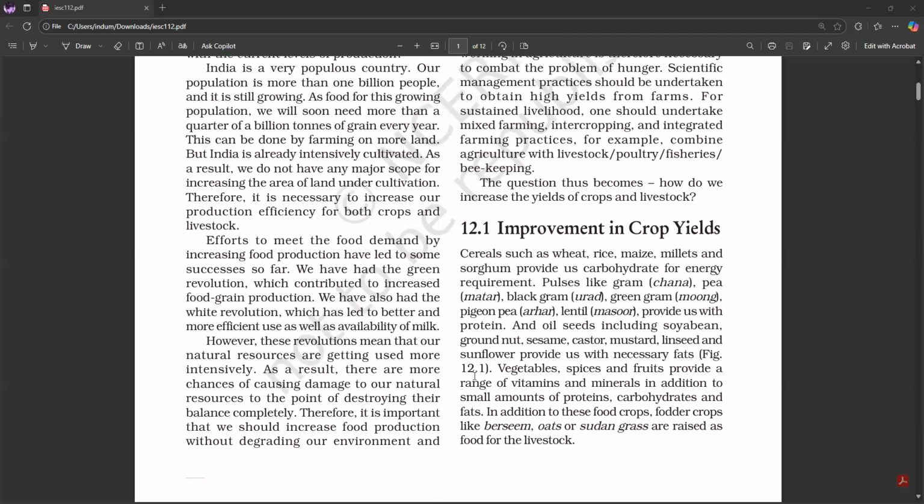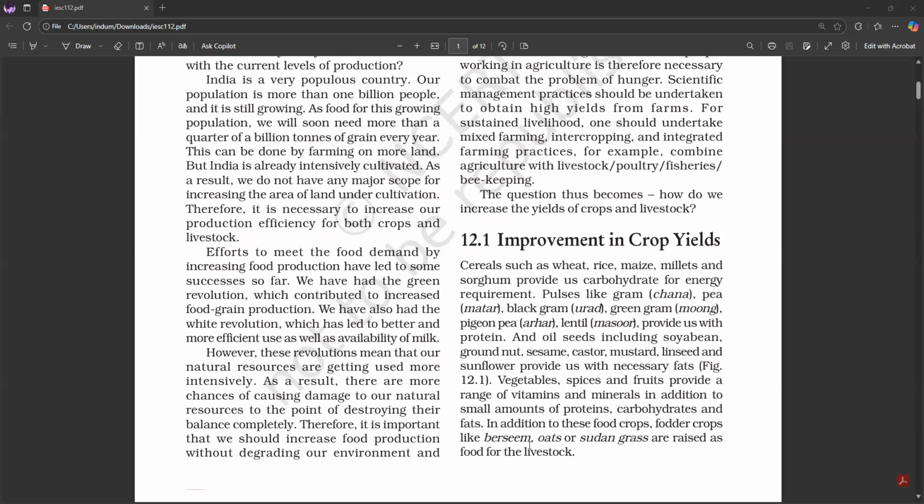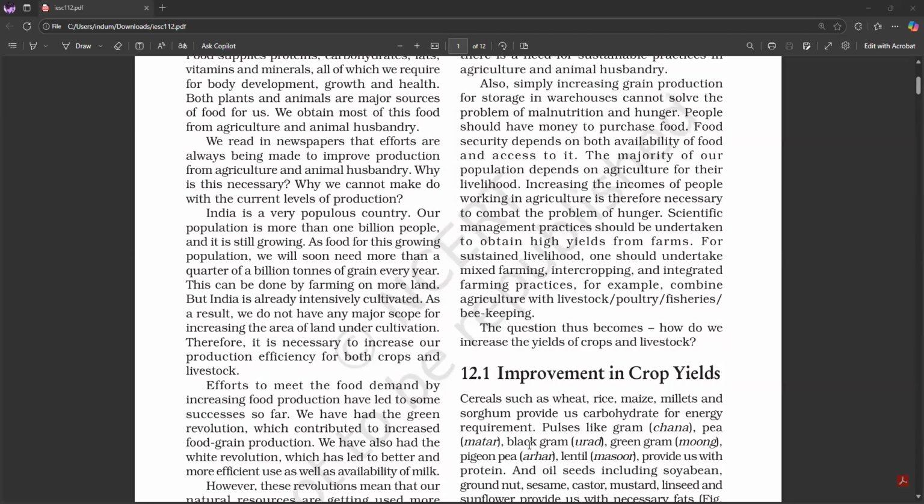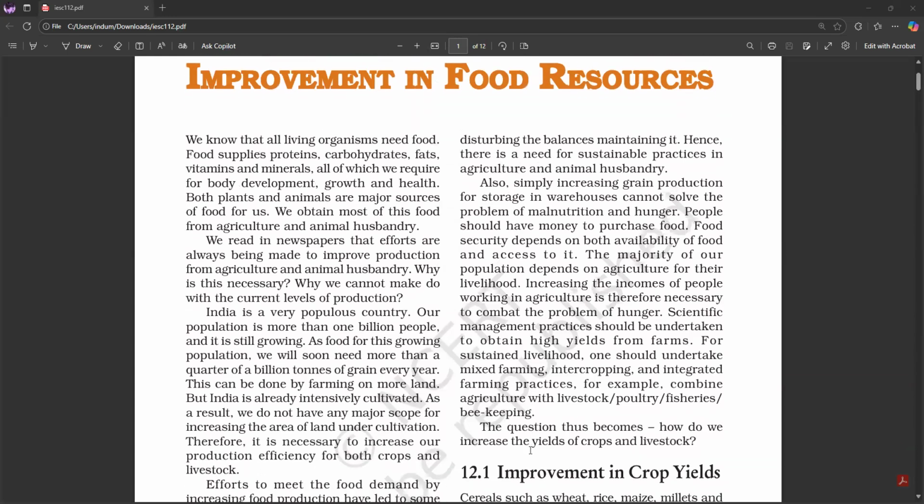As a result, there are more chances of causing damage to our natural resources to the point of destroying their balance completely. Therefore, it is important that we should increase food production without degrading our environment and disturbing the balances maintaining it. Hence, there is a need for sustainable practices in agriculture and animal husbandry.